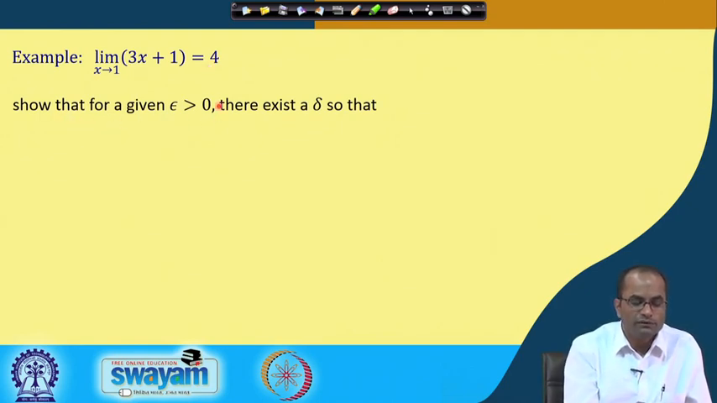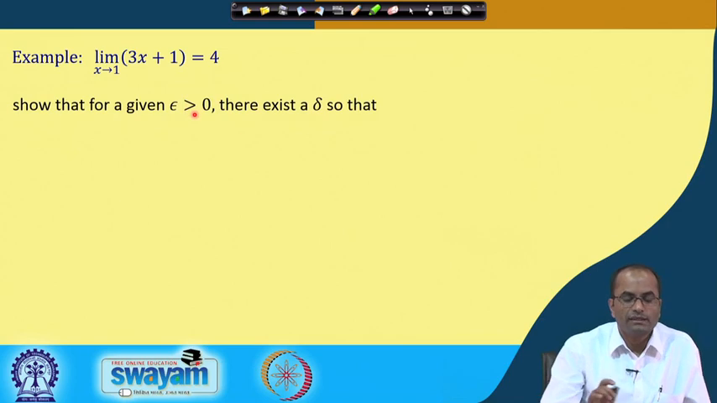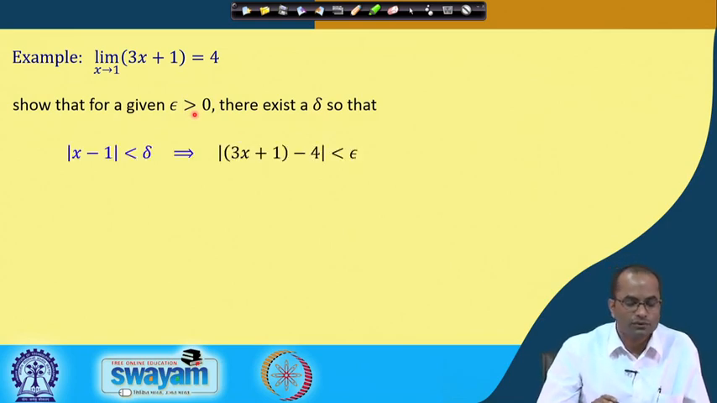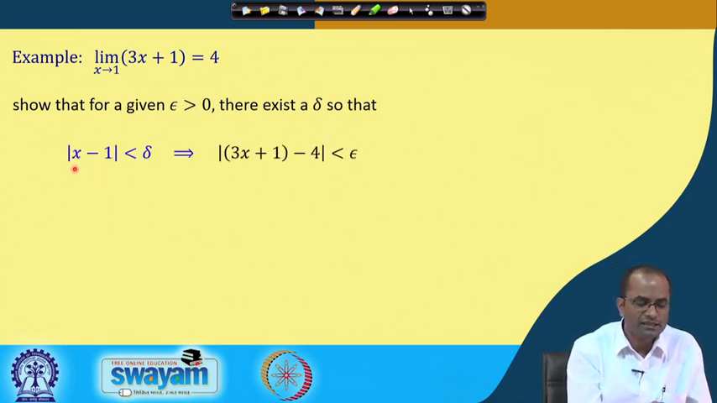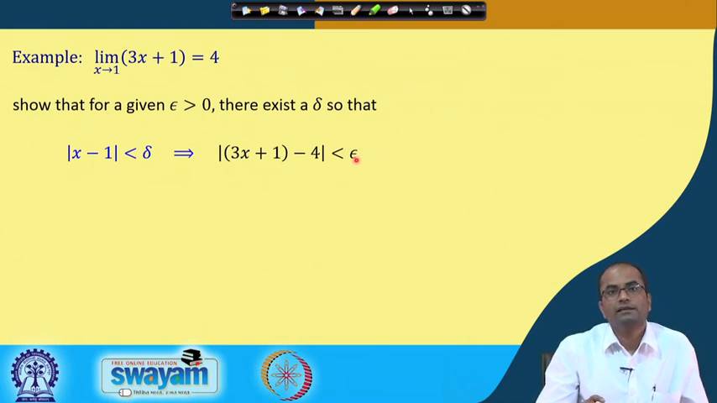We need to show that for a given epsilon, there exists a delta so that if |x minus 1| is less than or equal to delta, which is the delta neighborhood around 1, then if we take any point from this neighborhood, this implies that the difference between the function and 4 is less than epsilon.